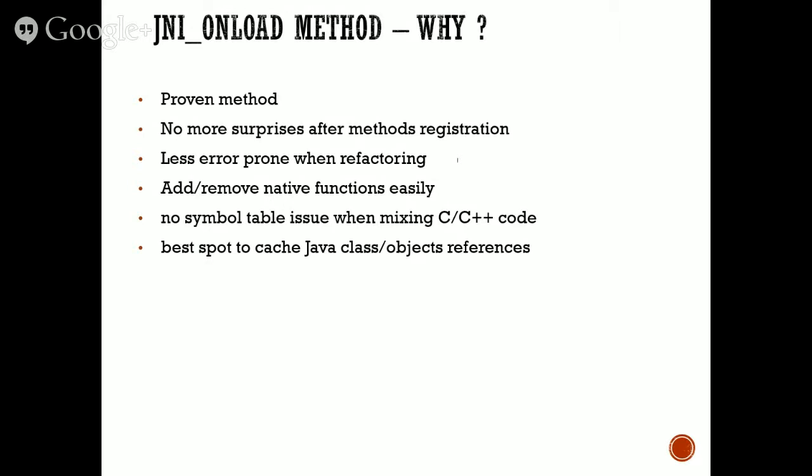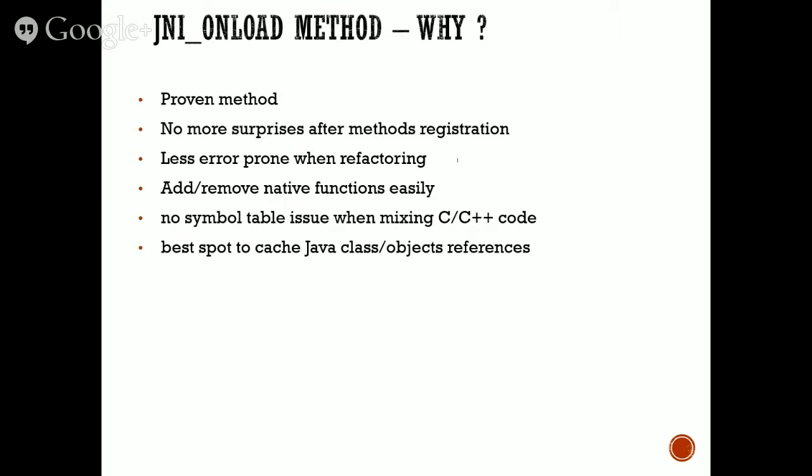Then the other method we have is the JNI onload. A question comes up: once we have the javah method, what is the point in having another method like JNI onload? The reason is that JNI onload is a proven method. Proven in the sense that the whole Android open source project, the NDK platform, the NDK architecture, is built based on the JNI onload method.